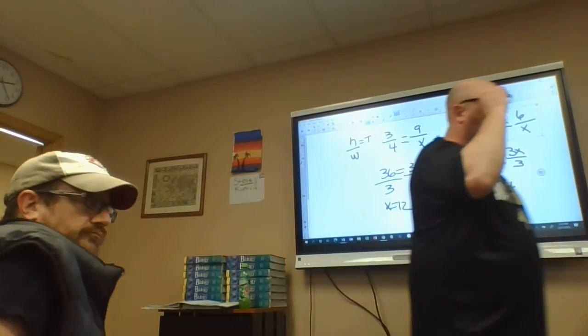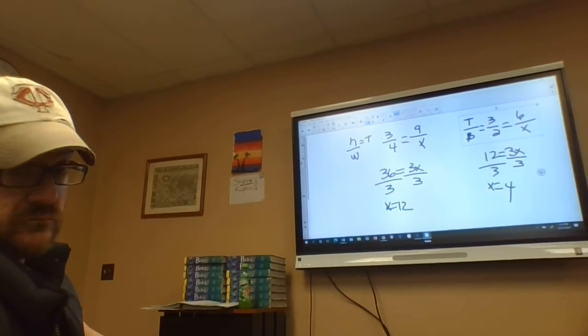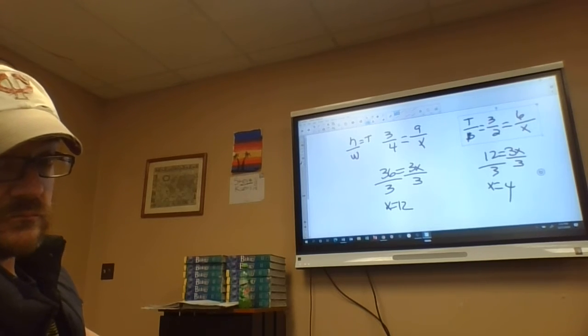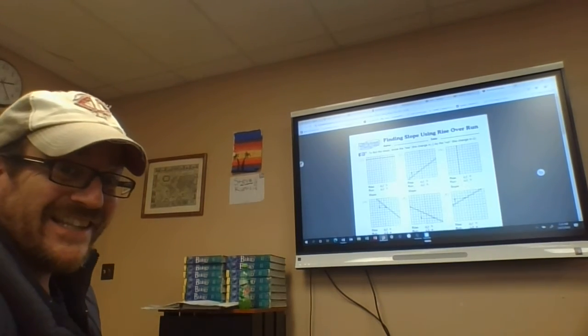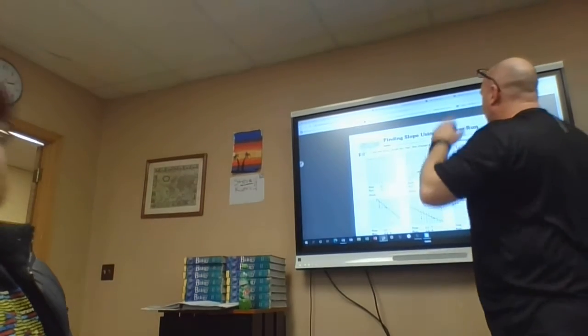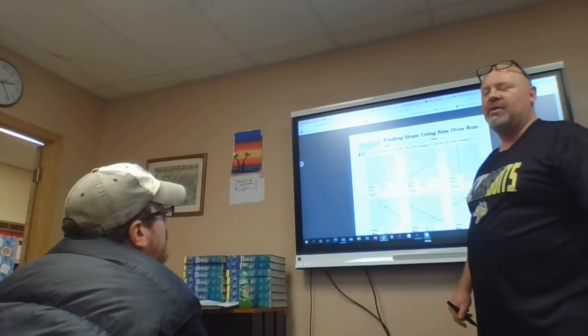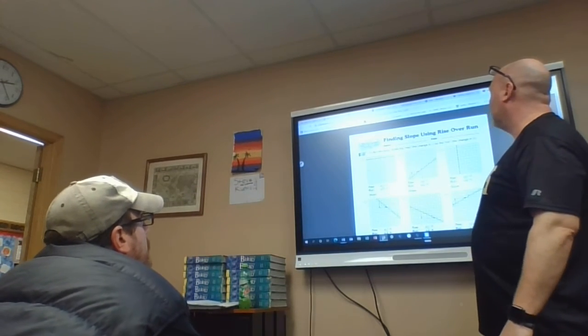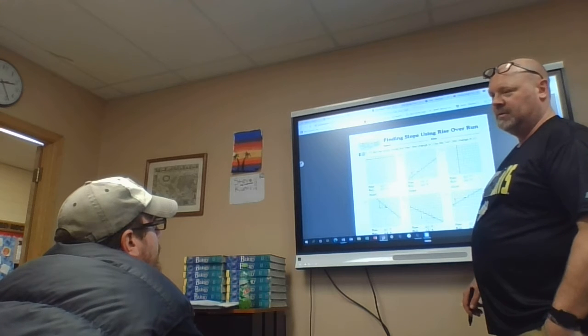Now, math 2. You are given a worksheet on finding slope. They give you 2 points on a graph. Basically, that is rise over run. Okay?